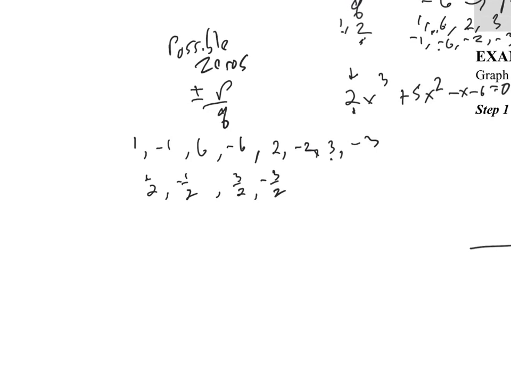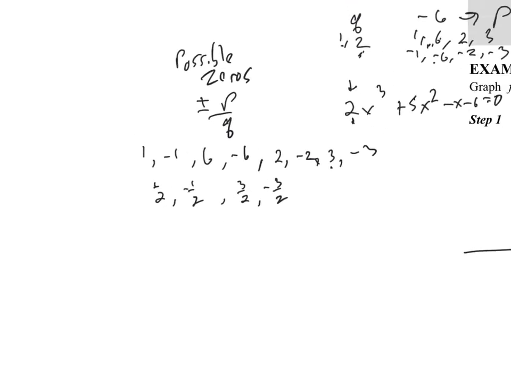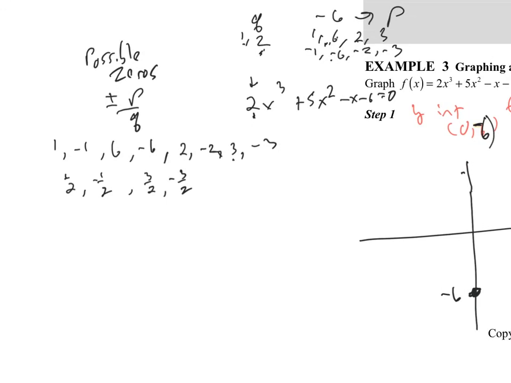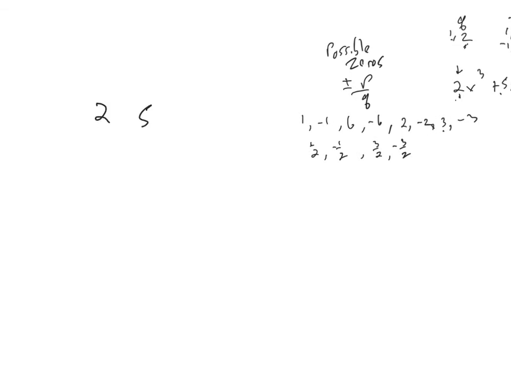We try them with our synthetic division. The numbers I use are 2, 5, negative 1, negative 6. So 2, 5, negative 1, negative 6. And a cubic has to have either 1 real root or 3 real roots.